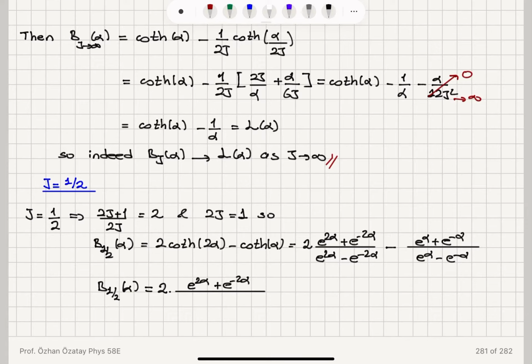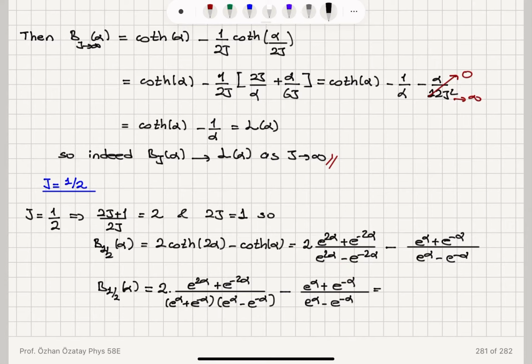Now I concentrate on the denominator. I see that this is in the form a squared minus b squared, which is a minus b times a plus b. So this is e to the alpha plus e to the minus alpha multiplied with e to the alpha minus e to the minus alpha. And then I have minus the cotangent hyperbolic alpha term, e to the alpha plus e to the minus alpha divided by e to the alpha minus e to the minus alpha. Now I can write these two with a common denominator. So what I need to do is to multiply this term with e to the alpha plus e to the minus alpha, top and bottom.